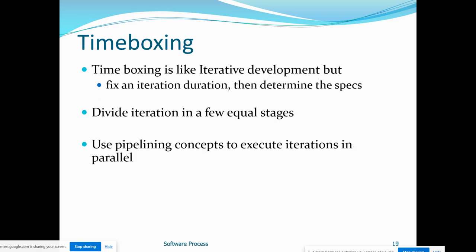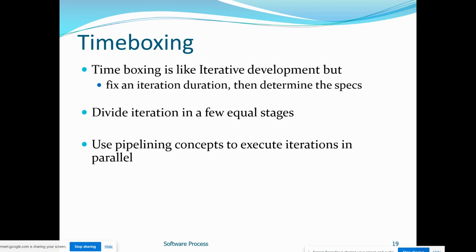Time boxing. Time boxing is purely talking about timelines. In normal iterative development, I could run the iteration until we reach saturation. But here there would be a timeline.